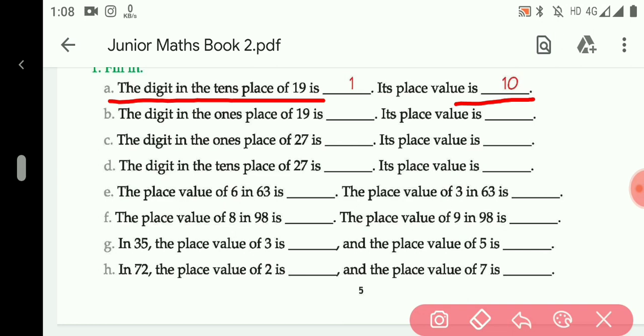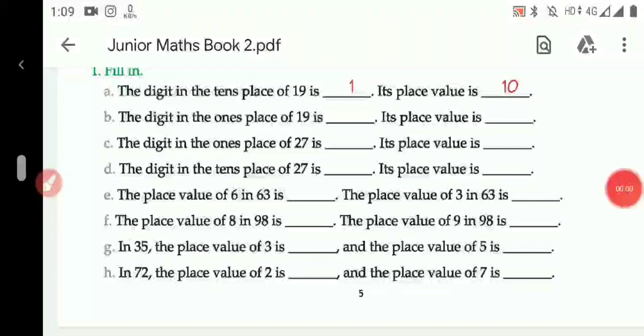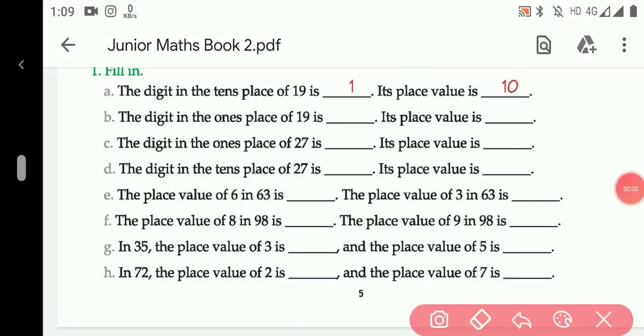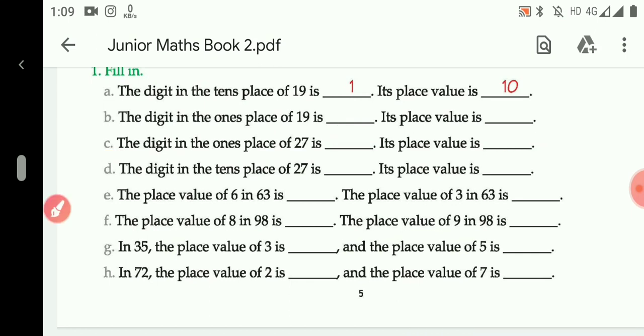In the same way, the second question, the digit in the ones place of 19 is 9 and the place value of 9 is 9. In the same way, the C part, the digit in the ones place of 27 is 7. Its place value is 7. The rest of the questions you will do by yourself in your maths copy.